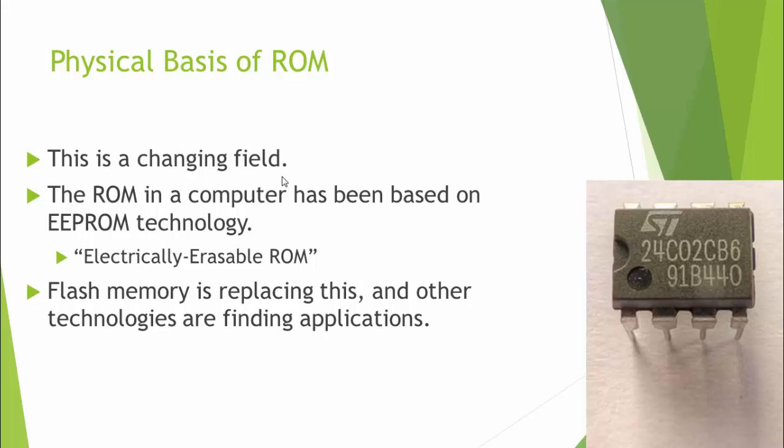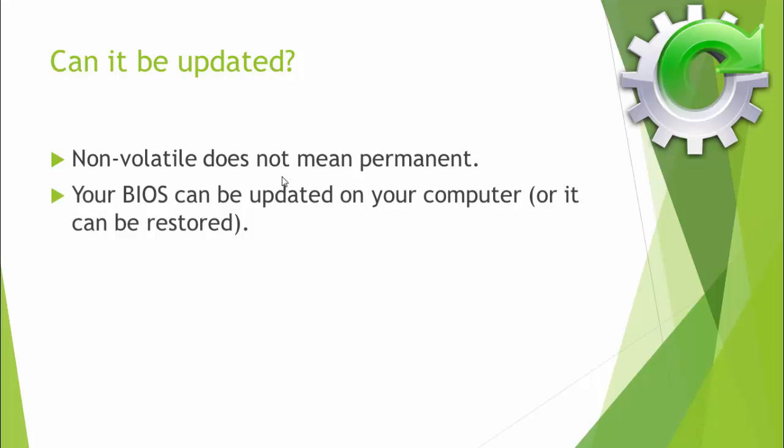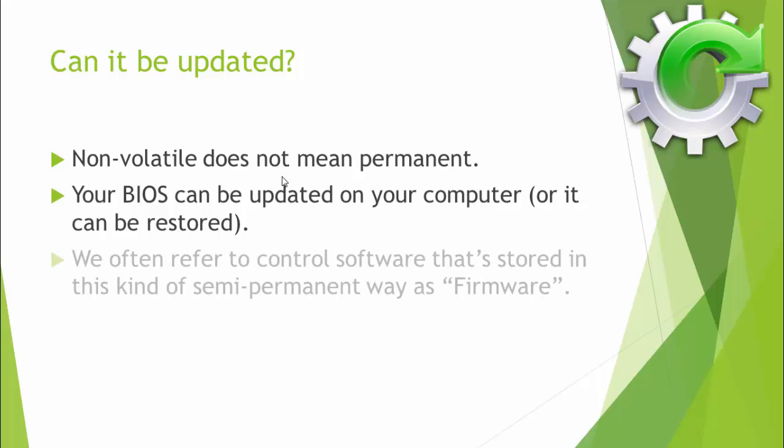Notice, though, that read-only memory does not mean permanent. You can still update this information. So we need to be able to make, for example, security updates on our BIOS at some times. Sometimes the BIOS can get corrupted and we need to restore it. So this kind of control software that is kind of permanent, kind of not, we refer to this as firmware.